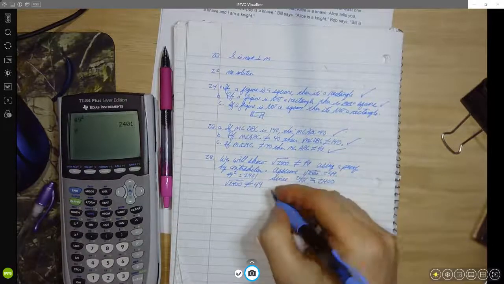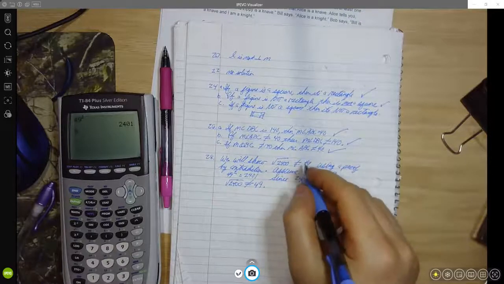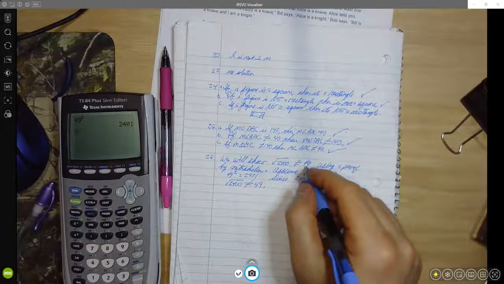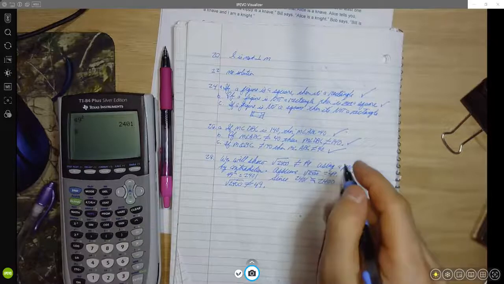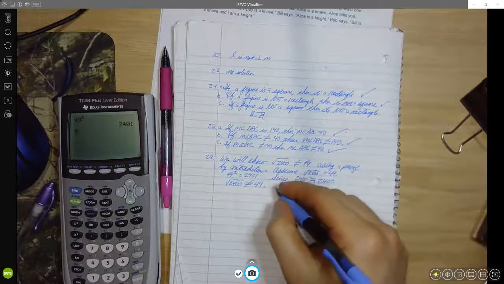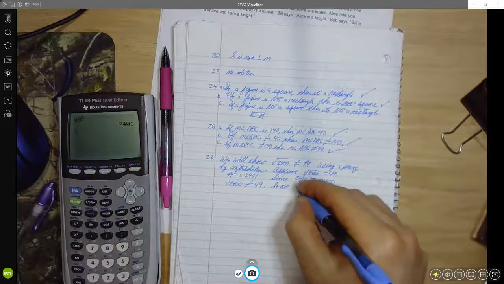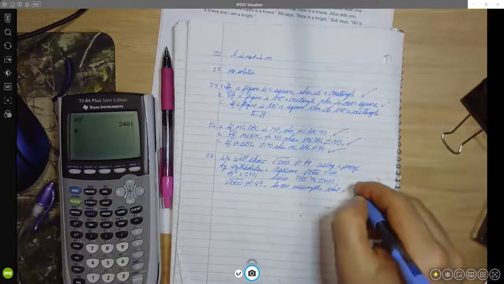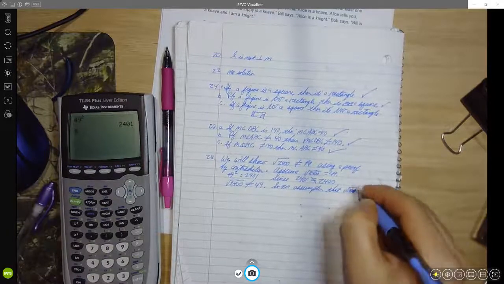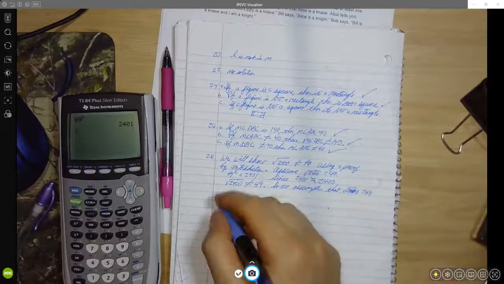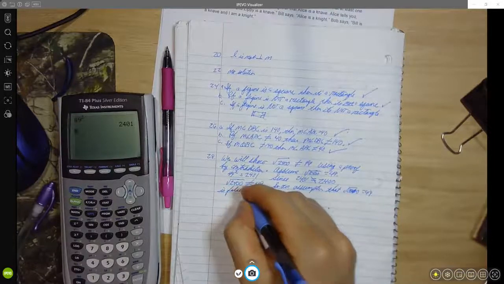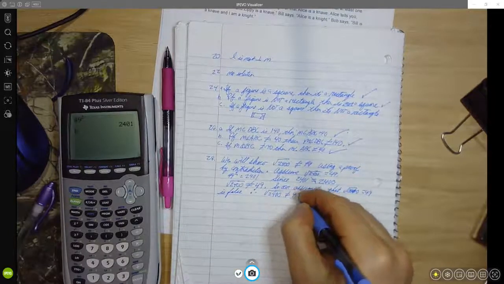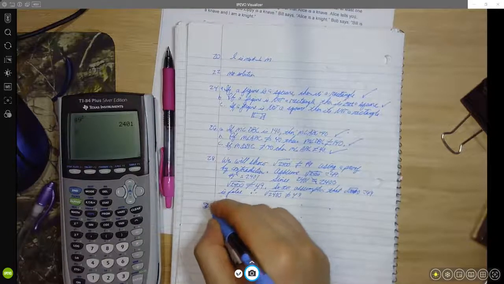Yeah, this is kind of a silly short indirect proof. So our assumption that the square root of 2400 equals 49 is false. Therefore, the square root of 2400 is not equal to 49. We're moving on. 30.